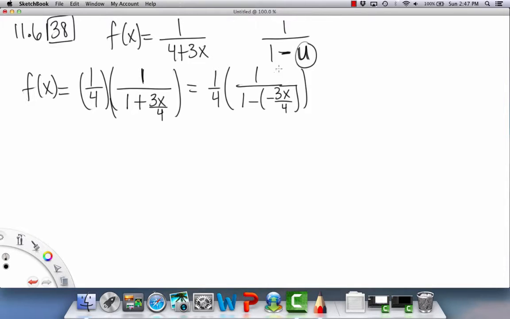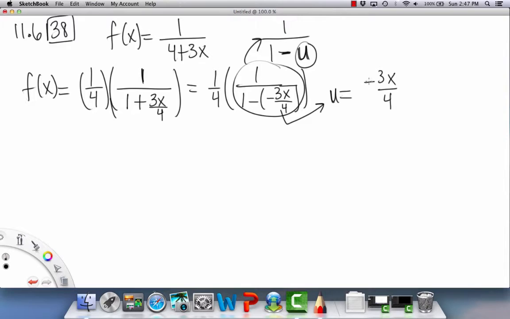So, alright, now we're basically in this form here. It doesn't matter about the 1/4 in front, that's just a constant, and that'll just stay out there. But this is the important part. So our u, this is kind of like u substitution in a way. u equals negative 3x over 4.